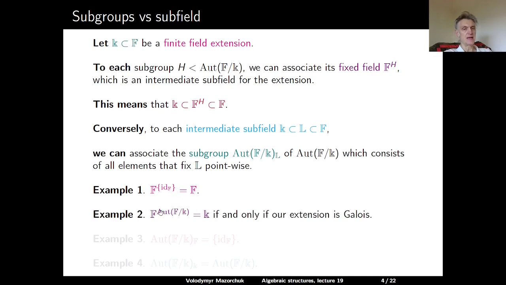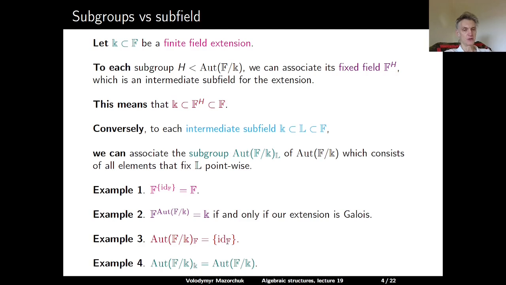Example 2. The subfield of the fixed points for the whole automorphism group of F over K coincides with K if and only if our extension is a Galois extension. So that's one of the statements in Artin's theorem. Example 3. If we take as an intermediate subfield the bigger field F, then the subgroup of Aut F over K, which fixes F pointwise, coincides with the identity subgroup, the trivial subgroup.